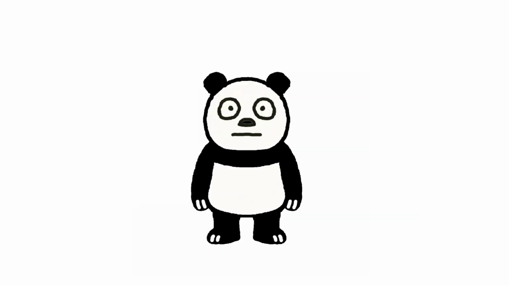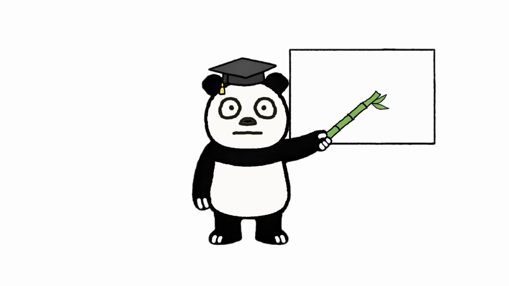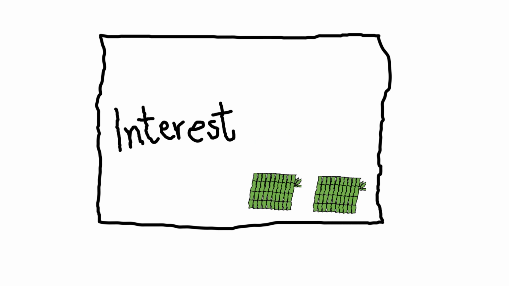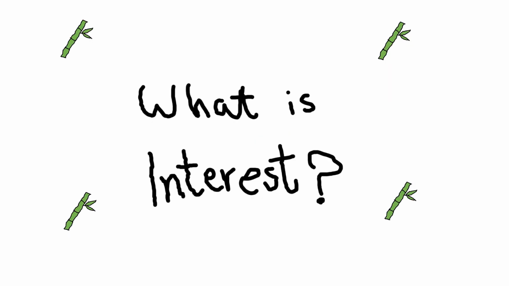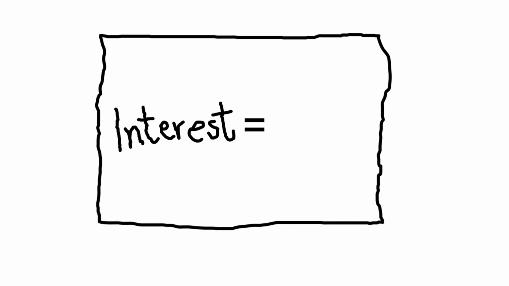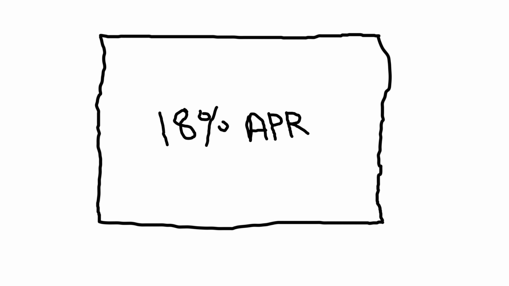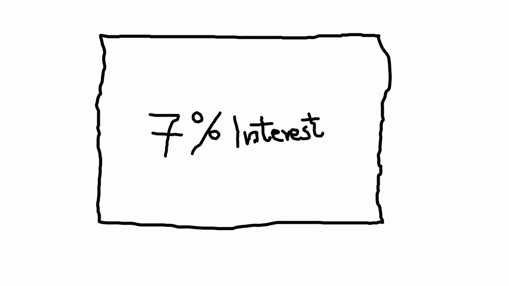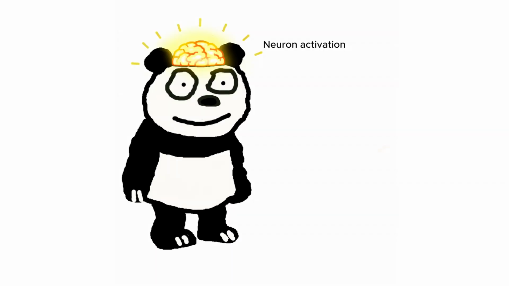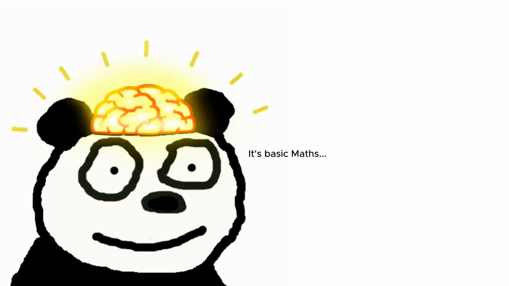Today, Panda is going to show you what that deal actually is, in plain words, and why interest is either quietly growing your bamboo or quietly eating it. So, what really is interest? Most people think interest is a number. 18% APR, 7% interest, 3.5% fixed. And your brain goes, sure, that's a percent.